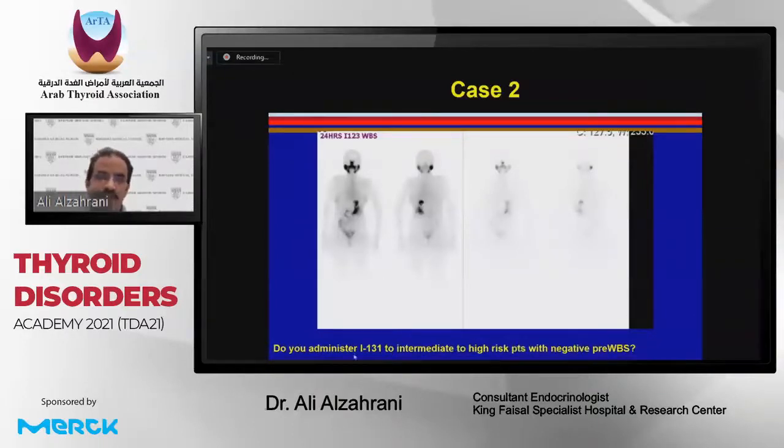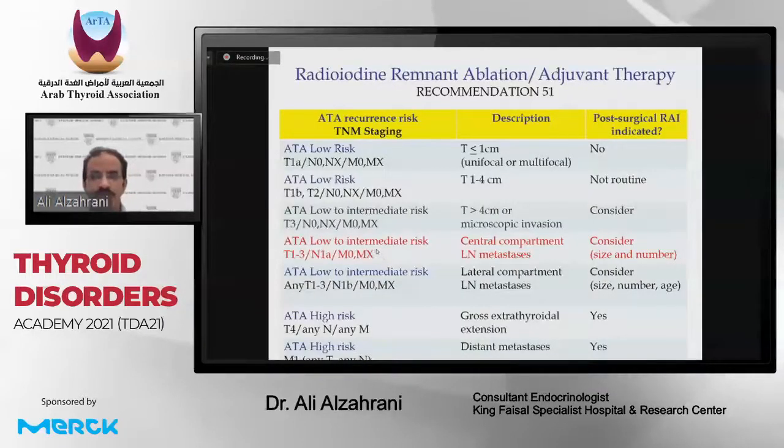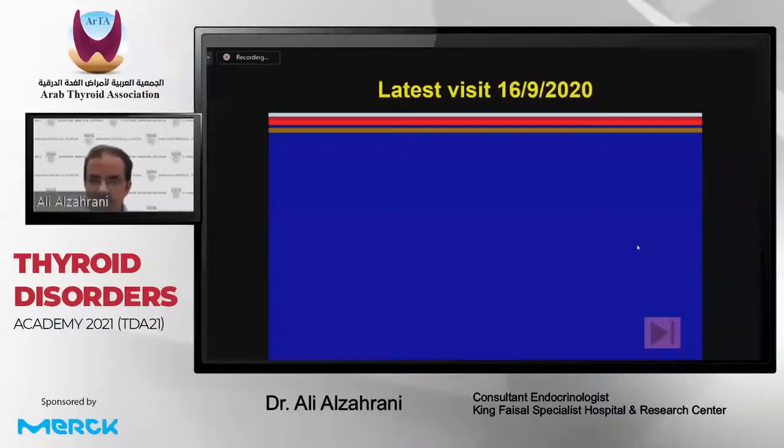So I think basically the question is whether to give this intermediate risk patient radioactive iodine with a negative scan or not. Again, if you look at this patient, where she is on this pathway, she is here. Basically, she's in the low risk area, despite some lymphovascular invasion and multifocality. And if you look at the recommendation from the American Thyroid Association, for this type of patients with T1 to 3 with N1A, they tell you to consider radioactive iodine. So they leave it for you, depending on the size, number, status, etc.